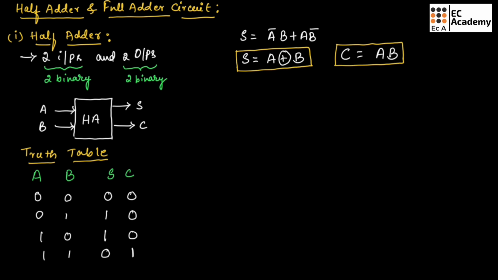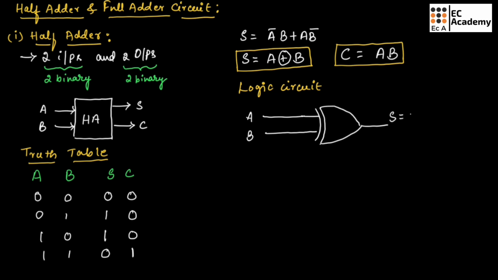Let us write the logic circuit for sum and carry. To implement sum, we can use one XOR gate with two inputs A and B. And to implement carry, we can use one AND gate with inputs A and B. So let us draw sum. For sum, let us take two inputs A and B. Let us connect these inputs to the XOR gate, where we get sum as A XOR B. And to implement carry, let us take A from here, and let us take B. Let us connect these two inputs to the AND gate.